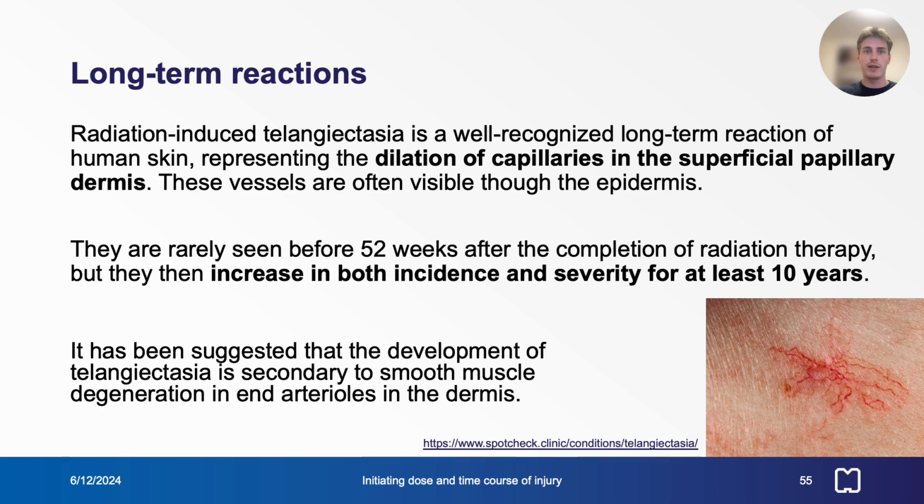Radiation-induced telangiectasia is a well-recognized long-term reaction of human skin, representing the dilation of capillaries in the superficial papillary dermis. These vessels are often visible through the epidermis. They're rarely seen before 52 weeks after the completion of radiation therapy, but they then increase in both incidence and severity for at least 10 years. It has been suggested that the development of telangiectasia is secondary to smooth muscle degeneration in end arterioles in the dermis.